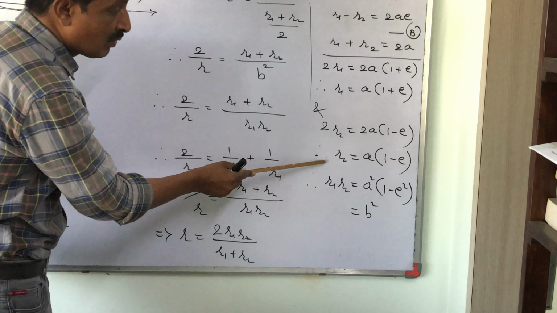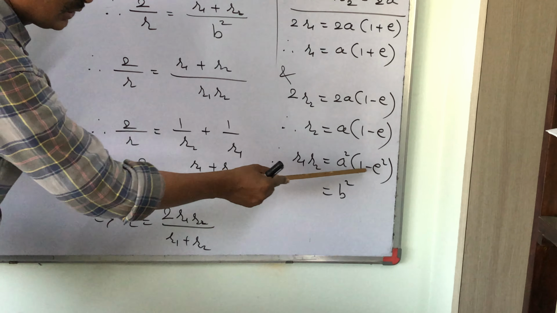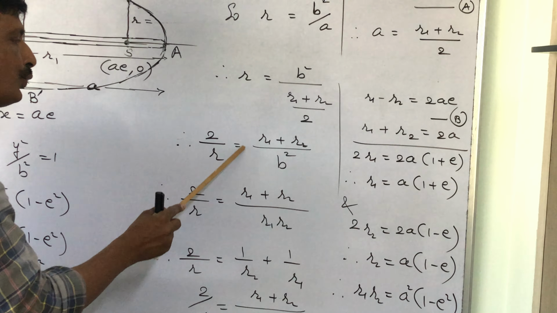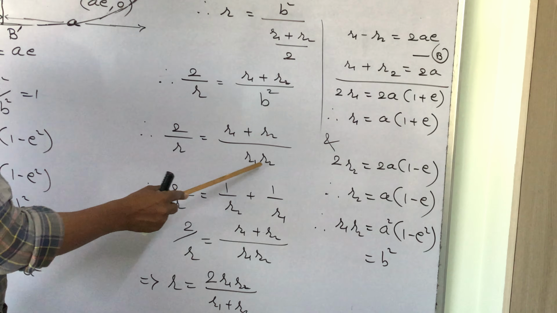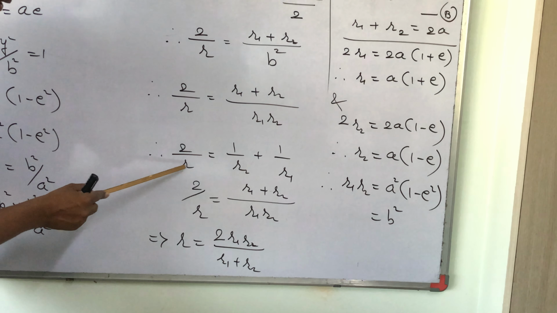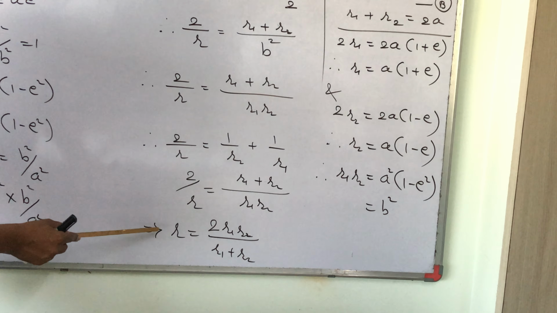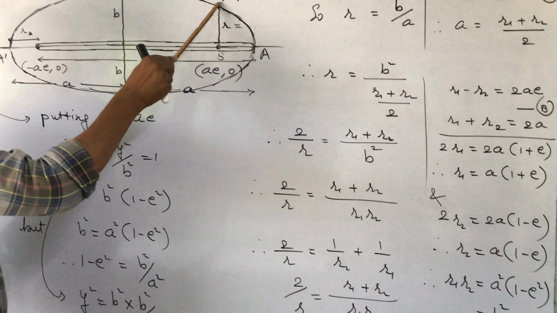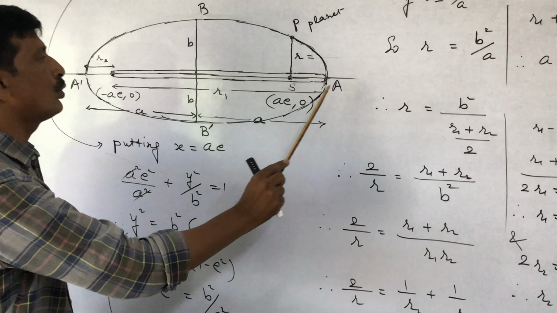Taking the product, R1 R2 is a squared into 1 minus e squared, but a squared into 1 minus e squared is b squared. So b squared is R1 R2. Substituting b squared as R1 R2, 2 by R is equal to (R1 plus R2) by R1 R2. So 2 by R is 1 by R2 plus 1 by R1. So if we subject R, R is 2 R1 R2 upon R1 plus R2, which is the distance between planet and sun when the line connecting planet and sun is perpendicular to the major axis.